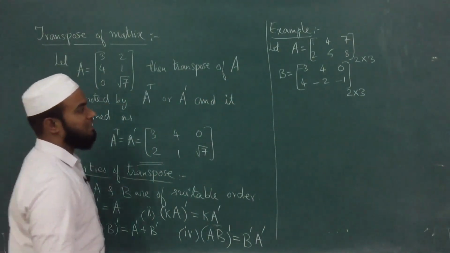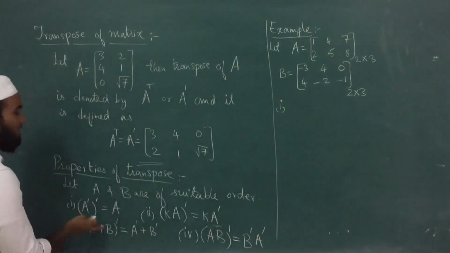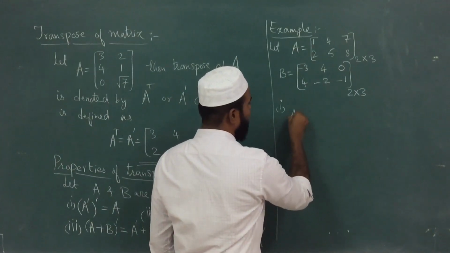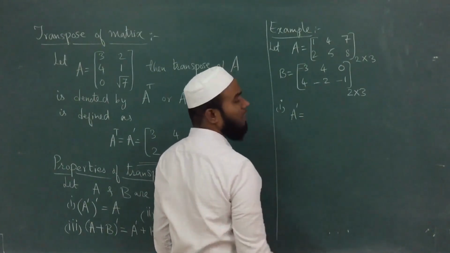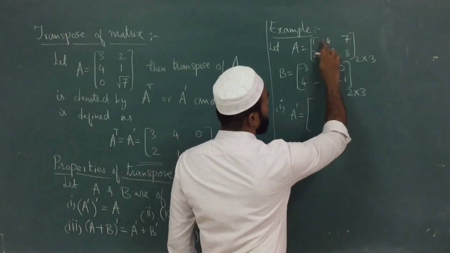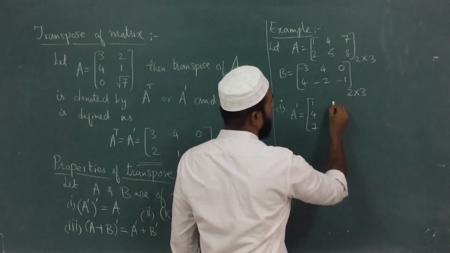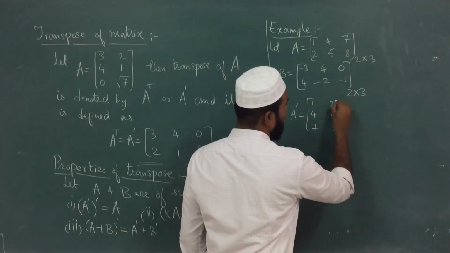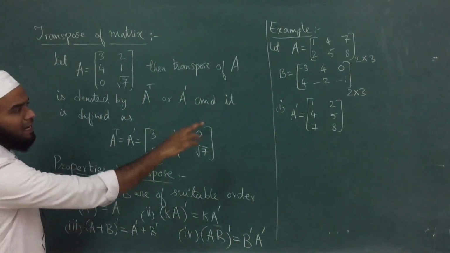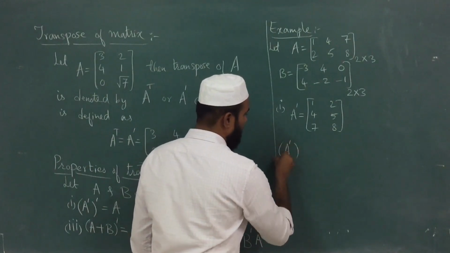First property we will consider. What we have to do? First we have to find A transpose, then the whole transpose. A is given by this. First I will find A transpose. All the rows will be converted into columns. So this row will be converted into column 1 4 7 and 2 5 8, right? Then again we have to find the whole transpose. A transpose is that.